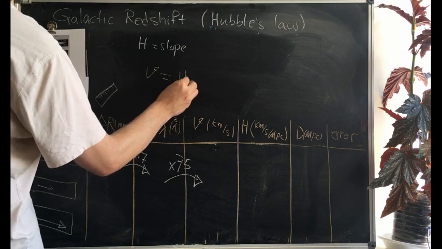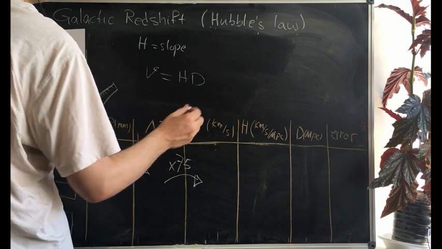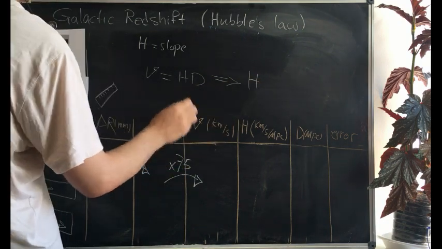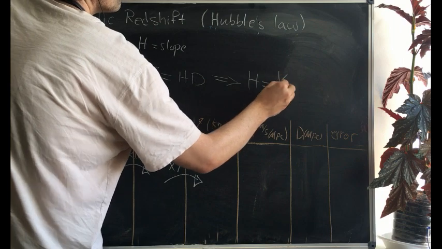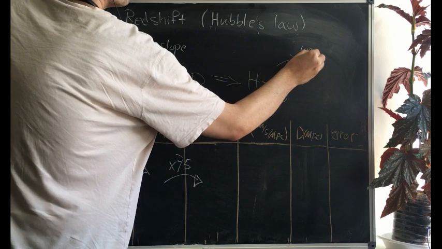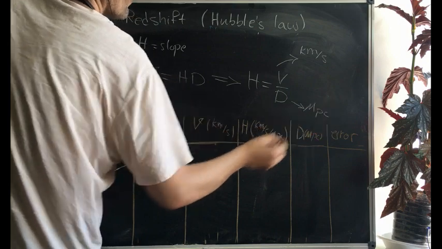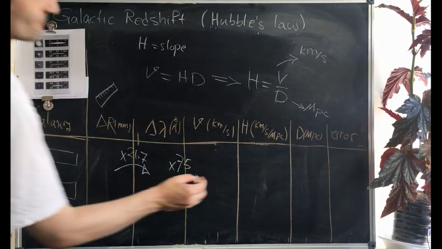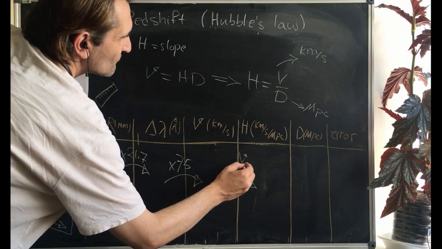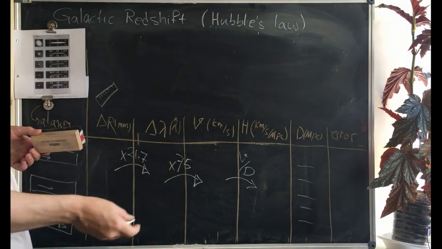Now let's do h. This is not the best way to find h, but we are just examining this idea. So v is equal to h times d. If you play with this formula, h is v divided by d. Basically, we are using a single point. For units, we have kilometers per second per megaparsec. So for the next column, for h, use v divided by d. Distance is given, you have that number.